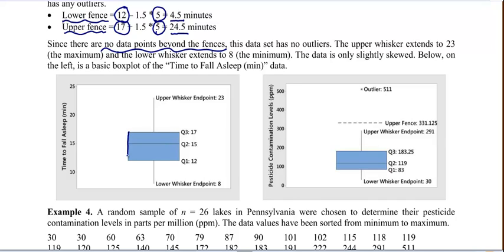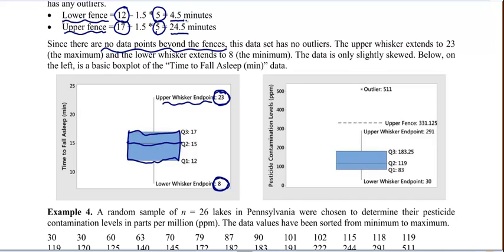So I make the box with the upper part of the box being Q3 and the lower being Q1. Right here we have the median at Q2, which is 15. The upper whisker is the maximum data value that's within the upper fence. So it's actually going to be the maximum in this case. If we go back to our data set, this is the largest data value that we have, and this is actually the minimum of the data set.